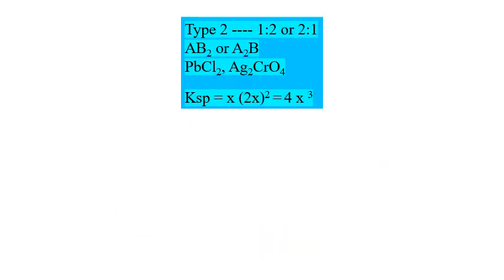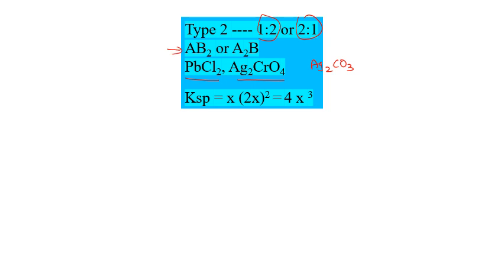And now let us see another type, which is 1-to-2 ratio or 2-to-1 ratio. What that means is it can be PbCl2 and another example can be Ag2CrO4. And also we can see Ag2CO3, just now we discussed that one, right? So in general, we can say AB2 or A2B form. Okay, so how are we going to write the KSP?